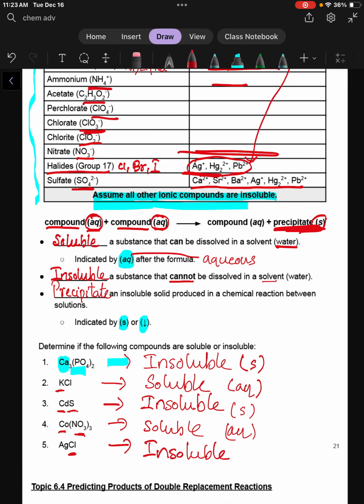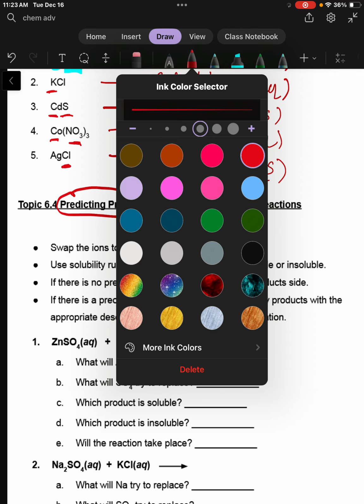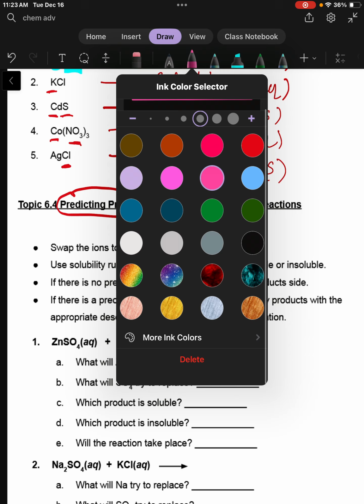Now let's apply that to the reaction. So on your test, you have to predict products using this strategy. Okay, let's go ahead and start that. Okay, let me select another column.